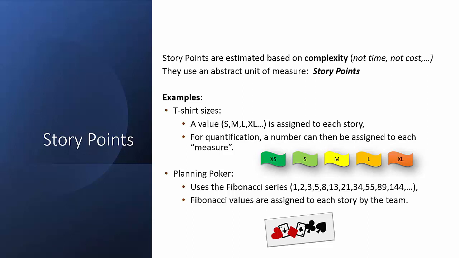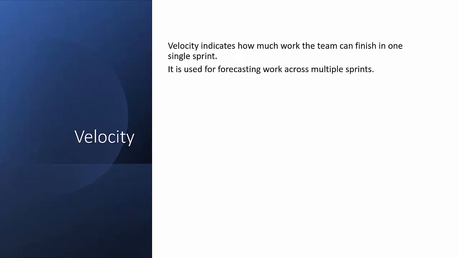So much for story points. And what do we use these for? Well, we use them for many things, in particular for reporting. We report in Scrum using a thing called velocity. Velocity essentially indicates how much work a team is able to do in one sprint.